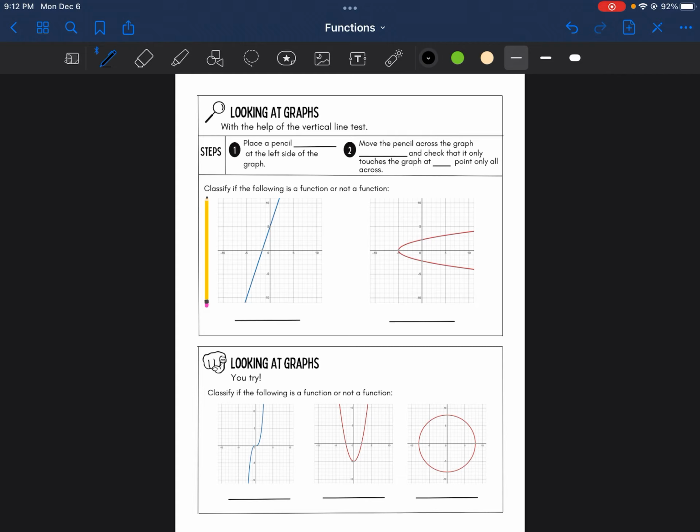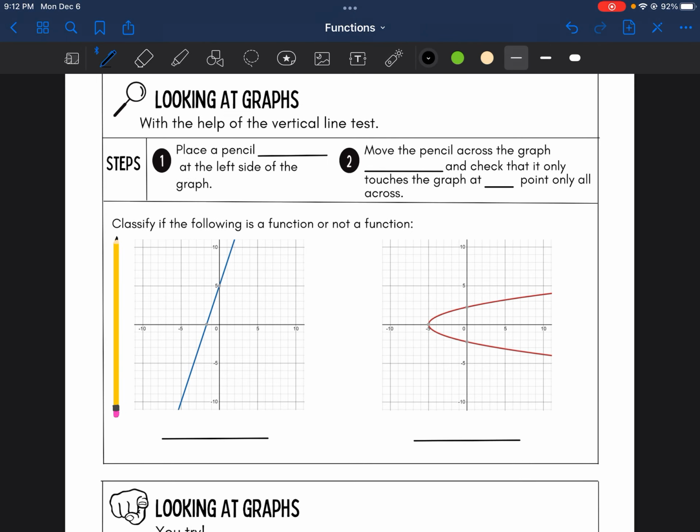So our last section is looking at graphs. Now I know that graphs are usually kind of scary looking, but in this case, it's actually the easiest one out of all of them, in my opinion. So it says, with the help of the vertical line test. So I will be introducing to you the vertical line test. So let's go ahead and fill in our steps.